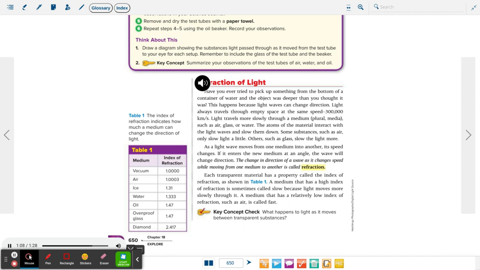A medium that has a high index of refraction is sometimes called slow because light moves more slowly through it. A medium that has a relatively low index of refraction, such as air, is called fast. Key concept check. What happens to light as it moves between transparent substances?